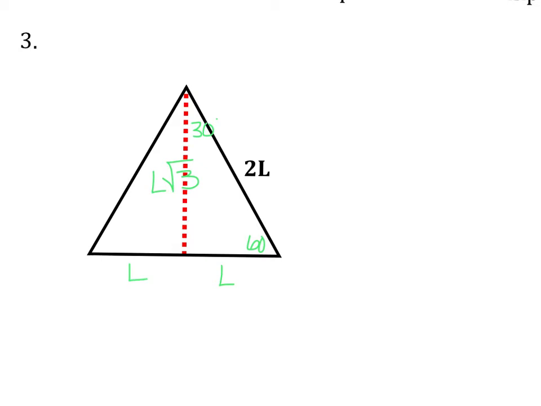Something that I want to mention is that in a triangle, the shortest side is always across from the smallest angle. So here, across from 30, which is the smallest angle, is the shortest side. L is going to be the short leg.